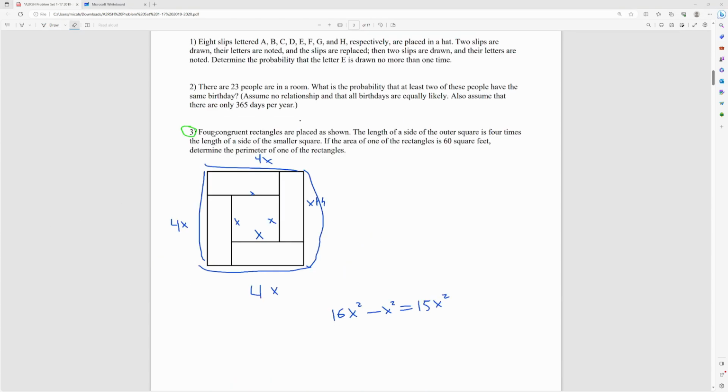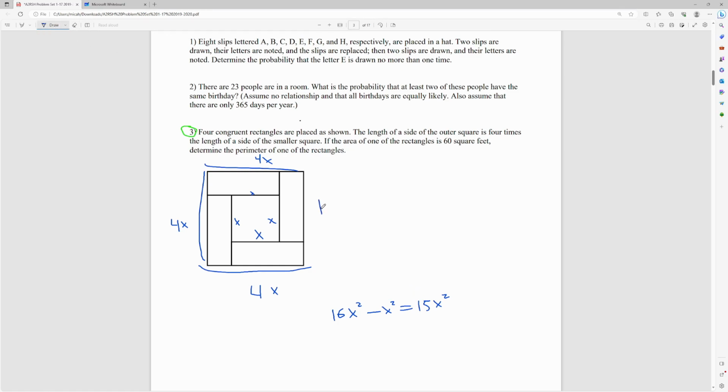So 4 congruent rectangles are placed as shown below. The length of a side of the outer square is 4 times the length of the side of the smaller square. If the area of one of the rectangles is 60 square feet, determine the perimeter of one of the rectangles. So we see that if the length of the side of the smaller square is x, then the larger square side is going to be 4x.